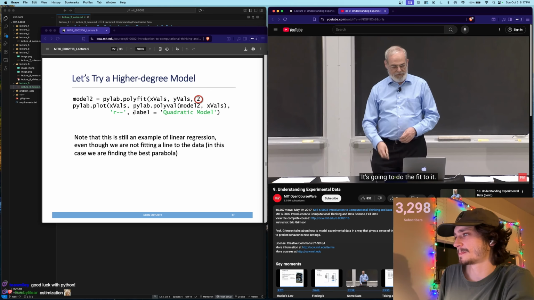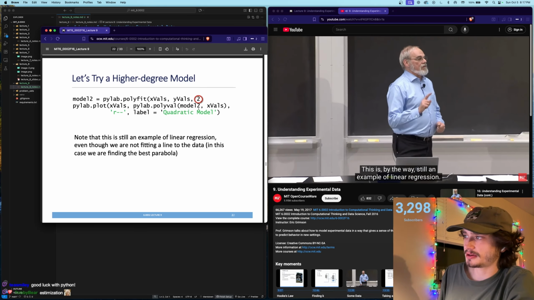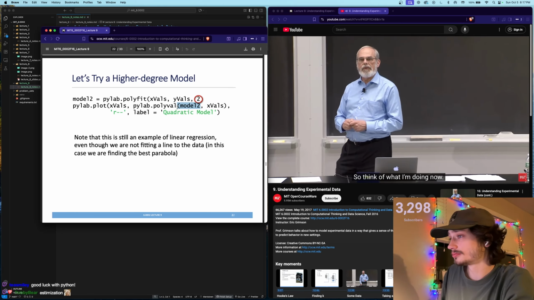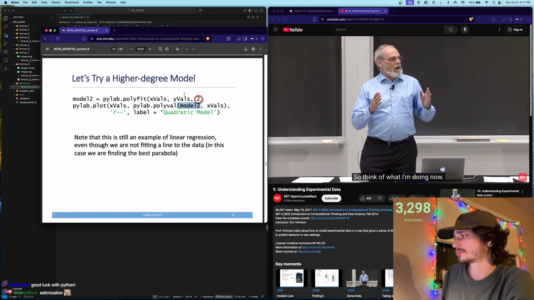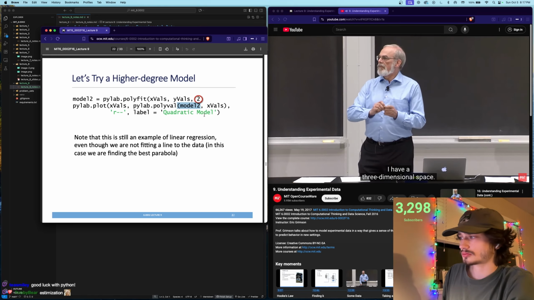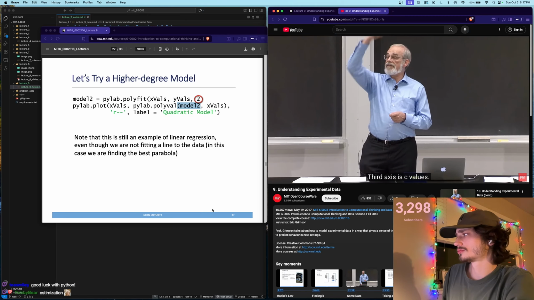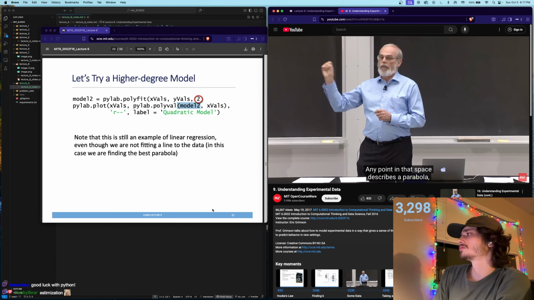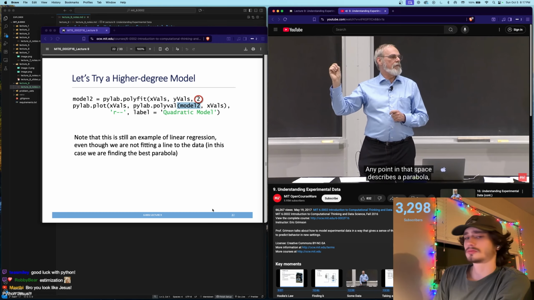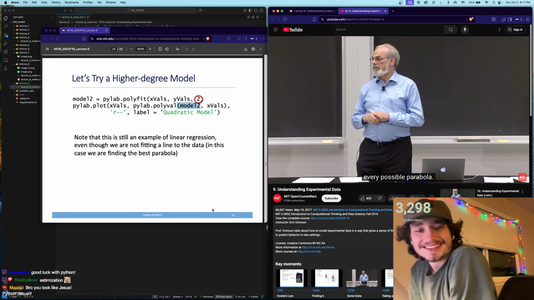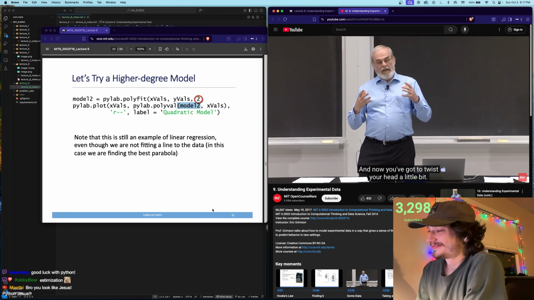It's going to do the fit to it, dynamically inserting the model in there. This is, by the way, still an example of linear regression. So think of what I'm doing now. I have a three-dimensional space. One axis is A values, second axis is B values, third axis is C values. Any point in that space describes a parabola, and every point in that space describes every possible parabola. And now you've got to twist your head a little bit.